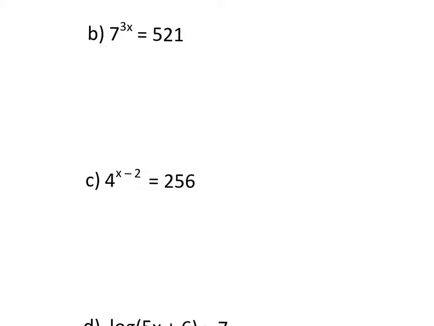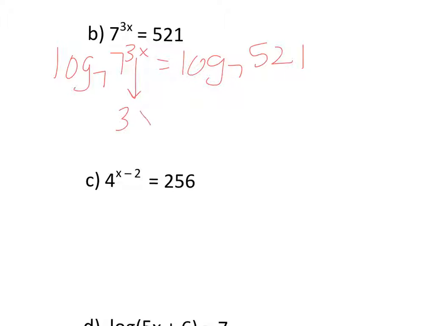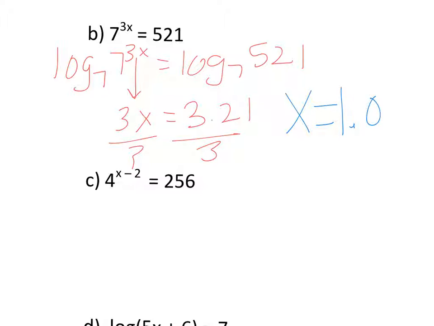My base for the next one is already all by itself. So I have to do log base 7 of one side of the equation. That means I have to do log base 7 of the other side. And if I do that, this comes down, and I have this equal to 3.21. Divide by 3, divide by 3. I get x is equal to 1.07.